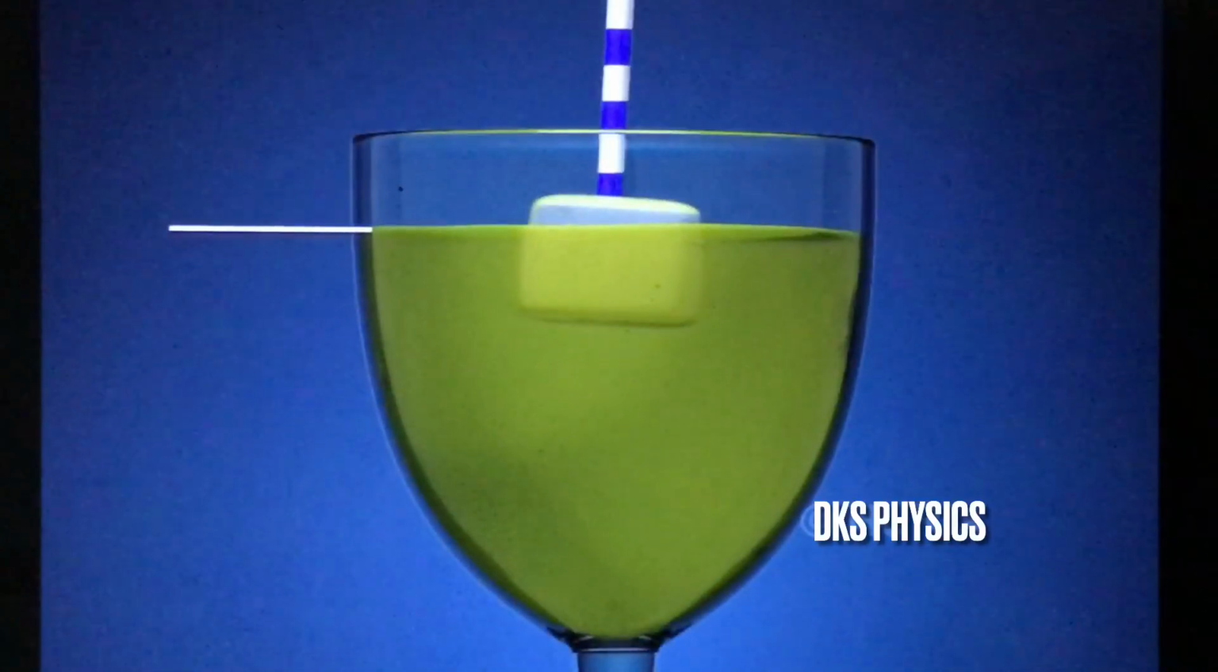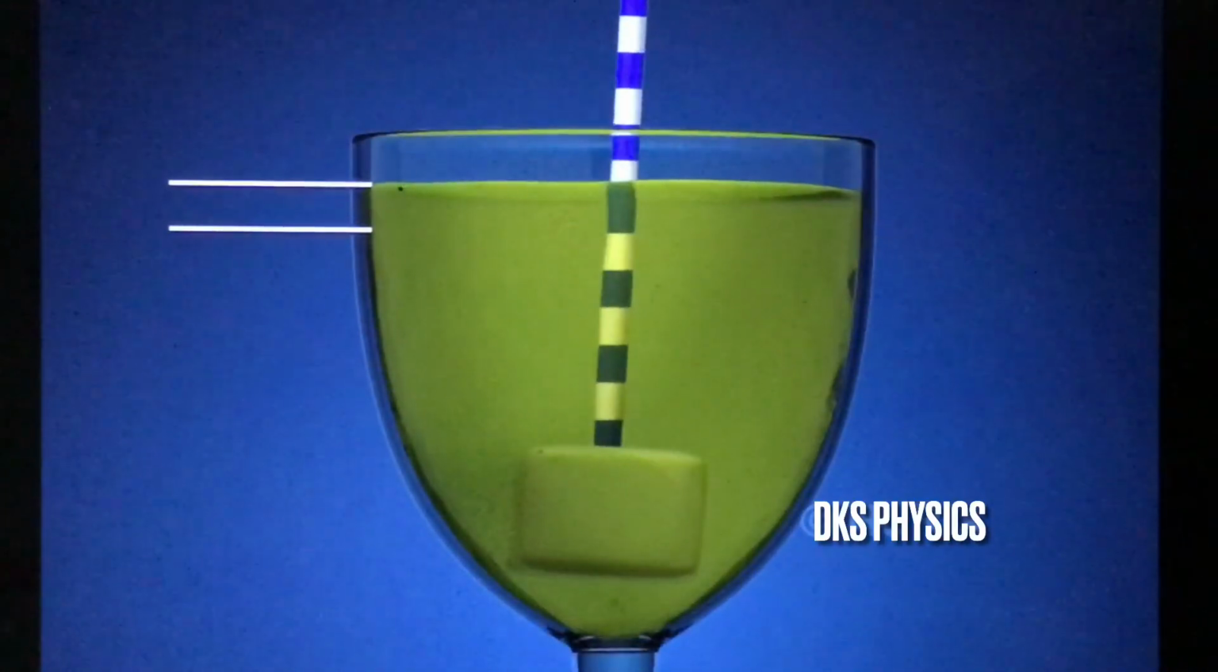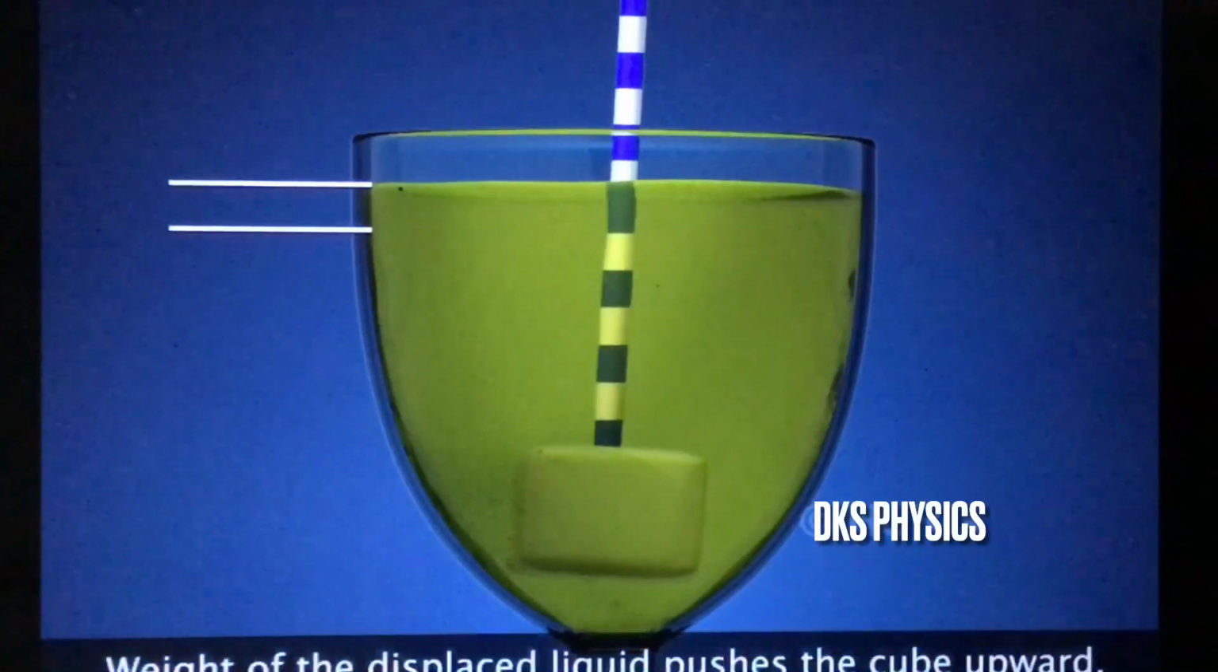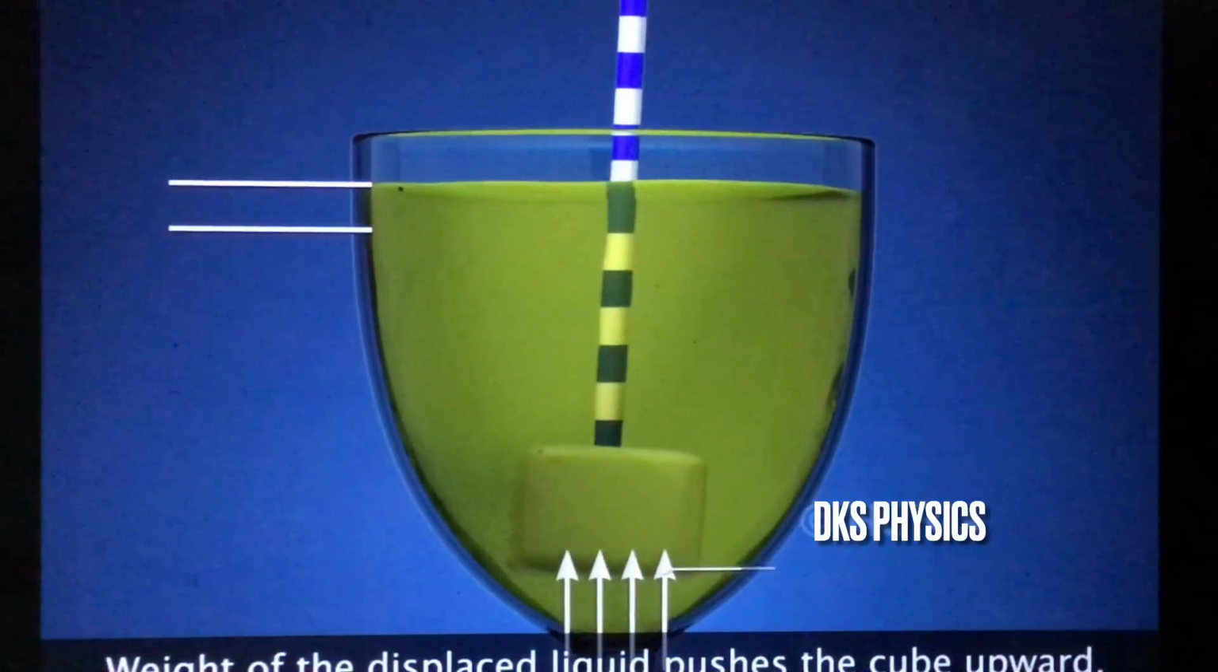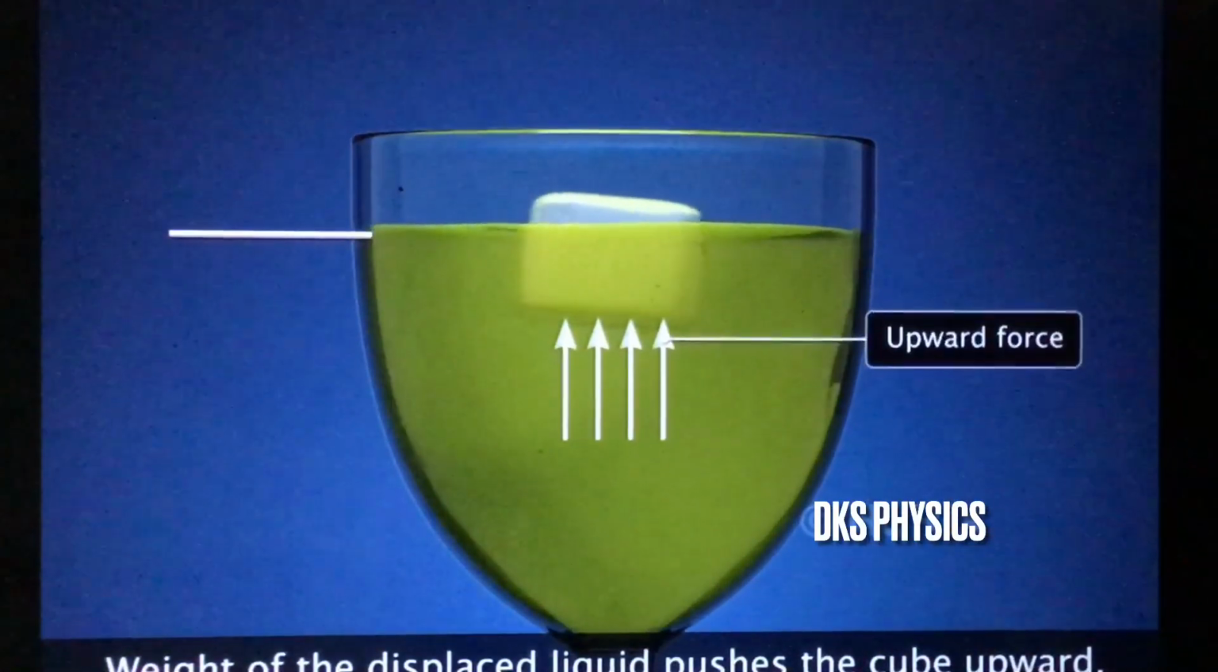When a body is submerged in a fluid, it displaces an amount of the fluid which is equivalent to its volume. The weight of this displaced fluid pushes the body upward.